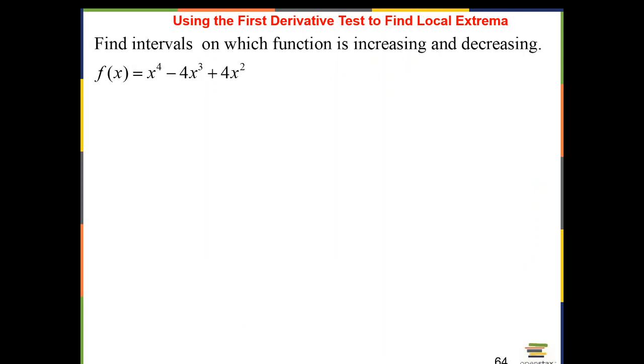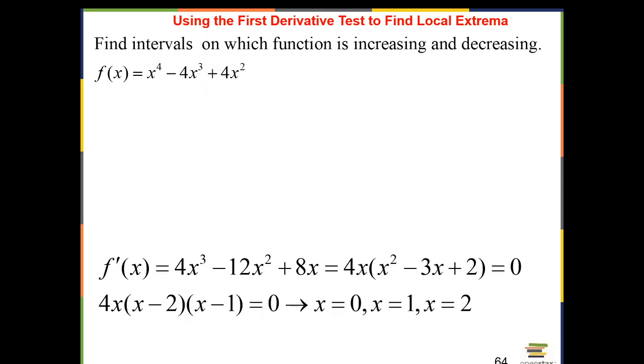Okay. Find intervals in which the function is increasing or decreasing. Okay? So how do we do that? Well, we're going to do sign analysis for f prime. So we're going to find f prime, which is basically 4x to the third minus 12x to the second plus 8x. And set it equal to 0. This is just algebra. Factor it. We've got 3 numbers, 0, 1, 2. All 3 are critical numbers. Why? Because they make f prime 0, right?